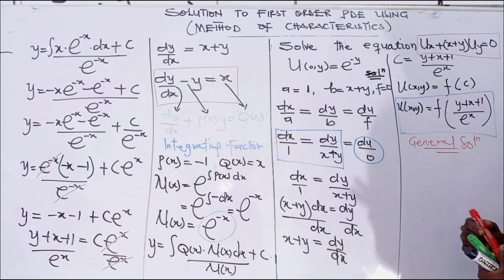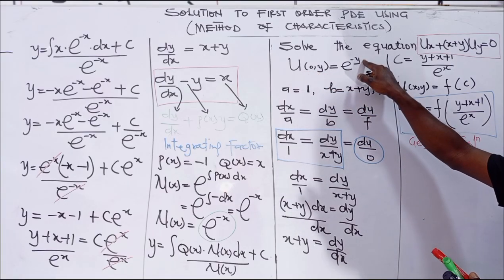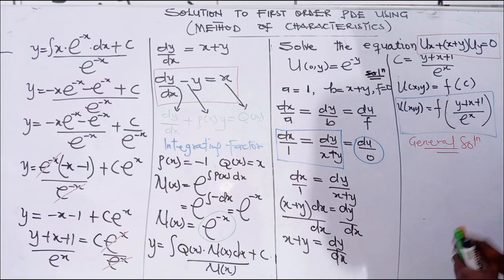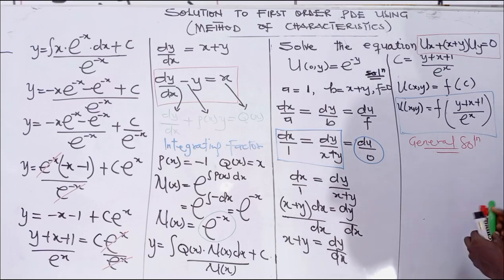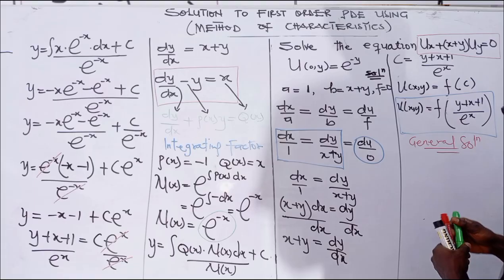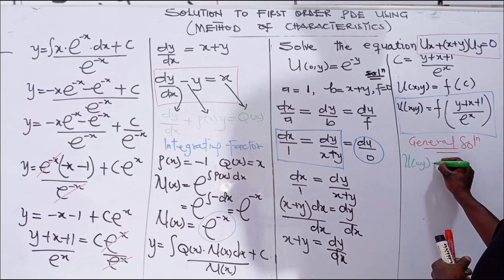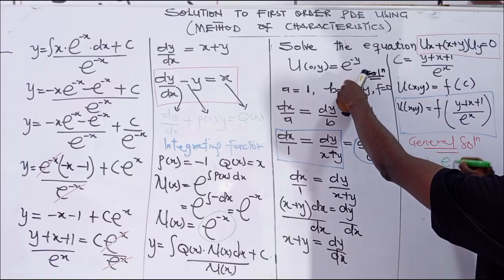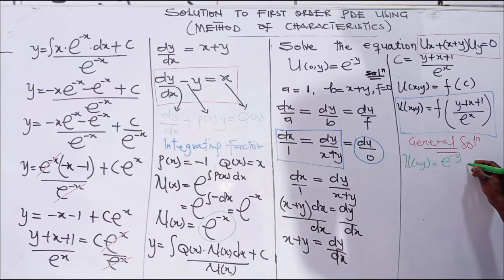But remember that we are being given an initial condition: u of 0, y is equal to e exponent negative y. So you have to find the particular solution. This means that wherever we see x in the general solution, we should plug in 0, and wherever we see y, we should plug in y.